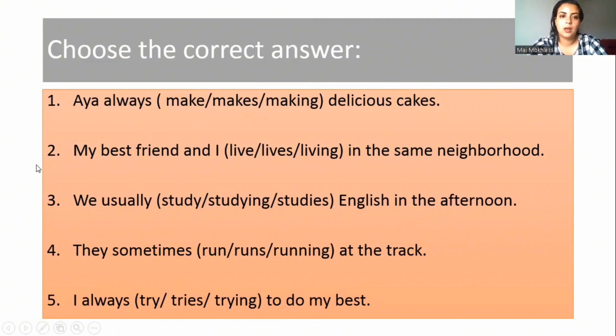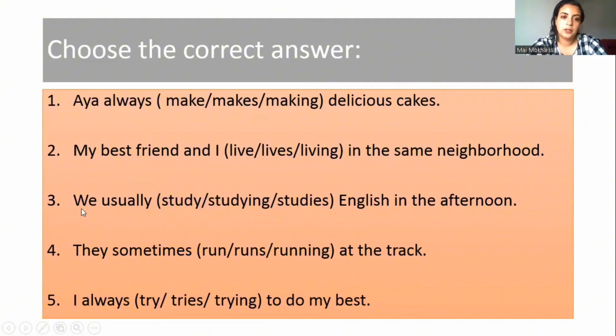Number 2. My best friend and I living in the same neighborhood. My best friend and I are plural subject. So we choose the verb without adding S. My best friend and I live in the same neighborhood.